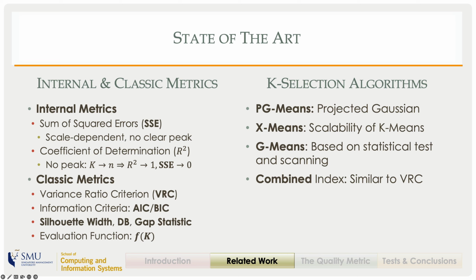Then there is a combination of indexes similar to VRC but using multiple indexes, and some probabilistic measures also. All these things are discussed in the paper.